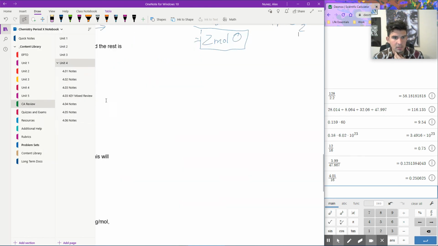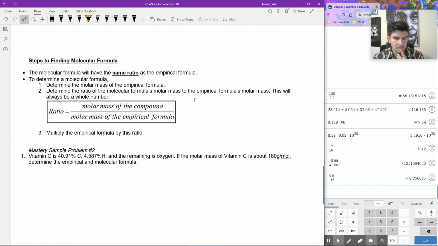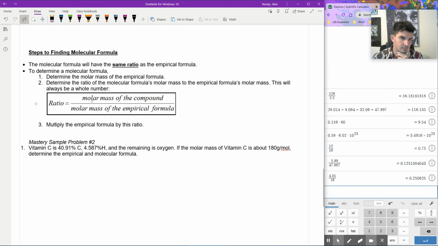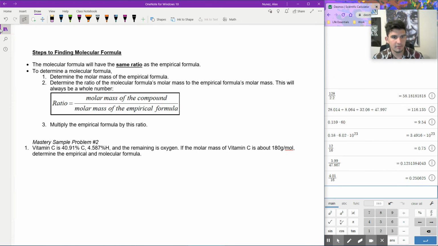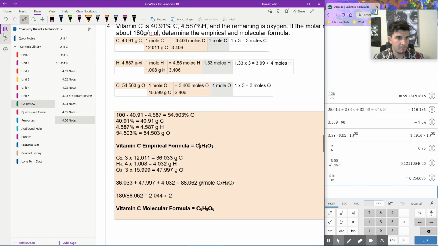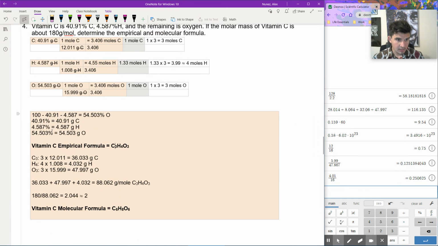Well, now, in order to get our molecular formula, we need to take that molar mass of the compound divided by the molar mass of the empirical formula. So let's go back. And so again, we convert our C3 into grams. So there's C3, H4 converted into grams, O3 converted into grams. Get our total. This tells us the molar mass of our empirical formula.